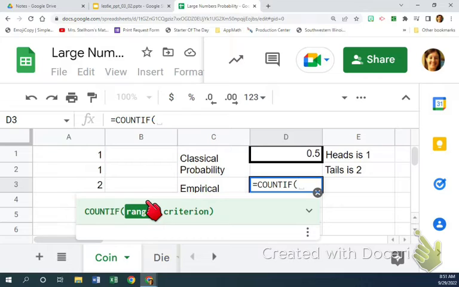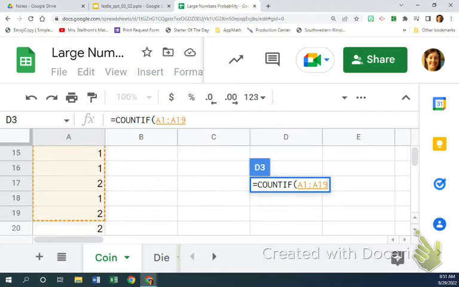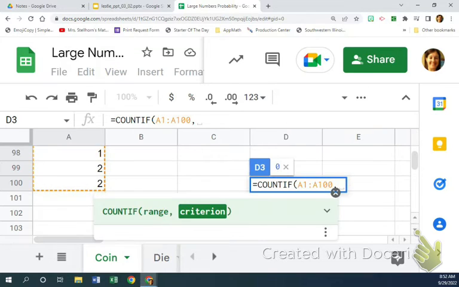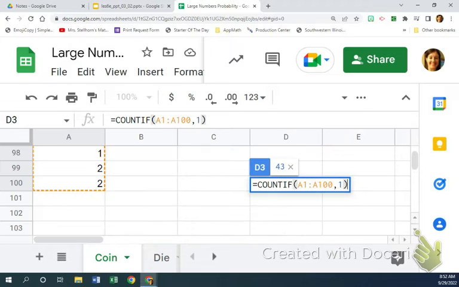I have 2 options for this. Either type it or I could click and drag all the cells. All right, I like to click and drag. I like to click on A1, and then I'll go all the way down to A100. Or I could just type A1 colon A100, comma 1. Close parentheses. That's going to count all of my heads. Currently, I have 43 heads, but you're probably going to have a different number. Does anybody have 43 exact?